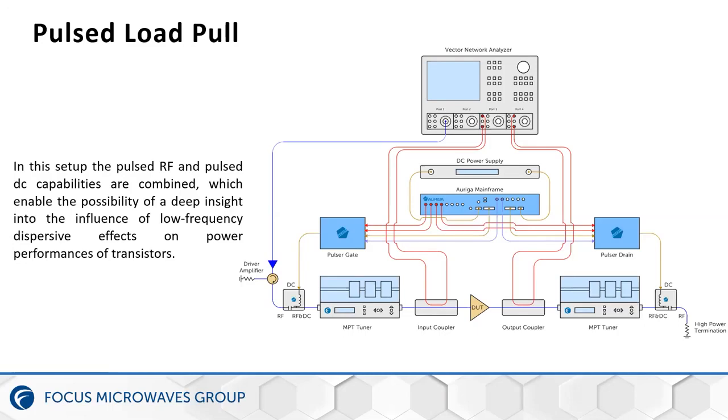Also, the pulse signals become very important where huge heat sinks cannot be utilized. For example, for on-wafer measurements, heat sinks cannot be implemented. So the pulse signal becomes very handy in those conditions. Similarly, pulsed load pull also plays a very important role when we have to validate our compact model.